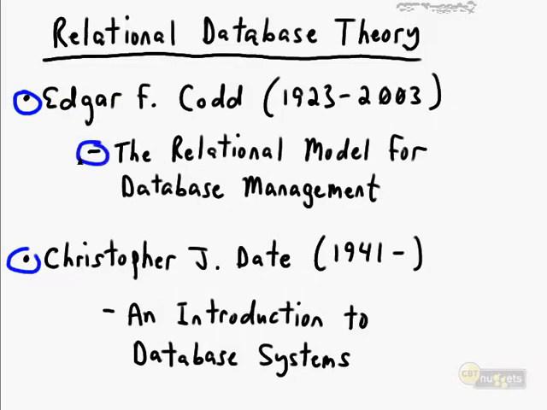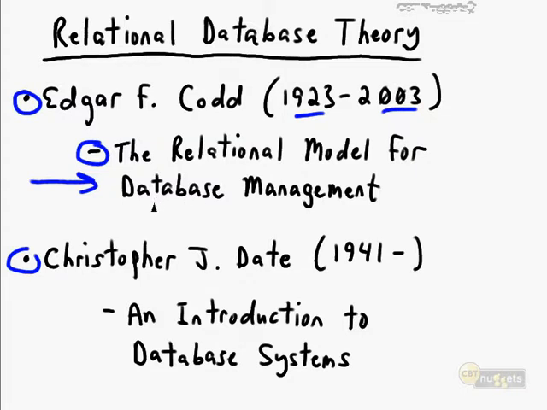and give you the names of their landmark texts. First, we have Edgar F. E.F. Codd, born 1923, unfortunately deceased as of 2003, and as I mentioned, this guy is considered the father of relational databases. His chief text, and really it's the text upon which most other hardcore foundational books on relational database theory are derived, is called The Relational Model for Database Management.